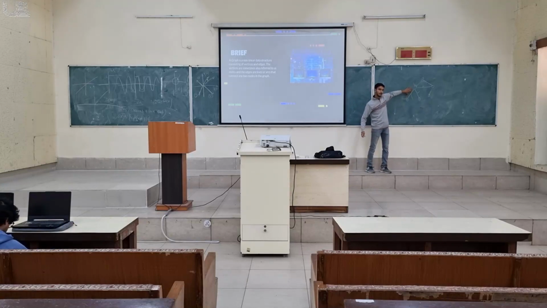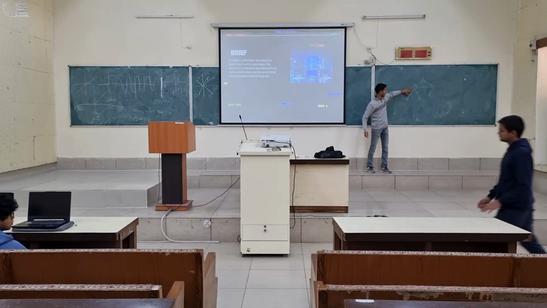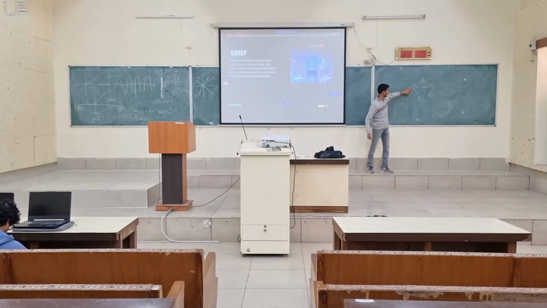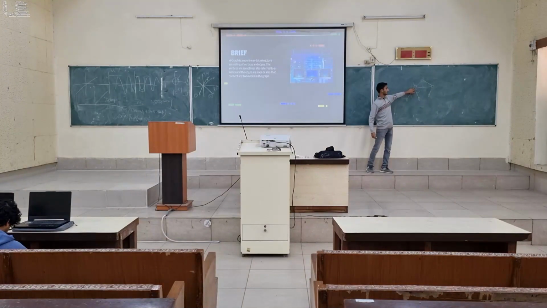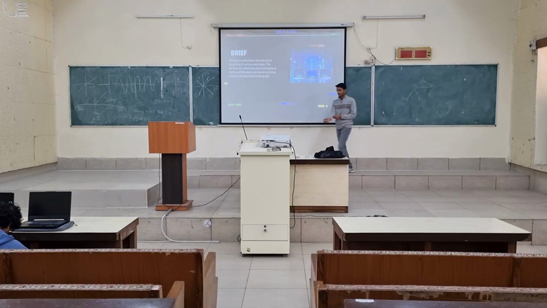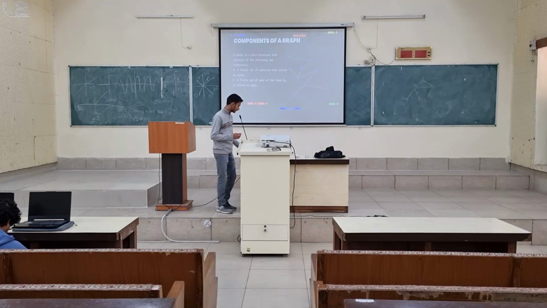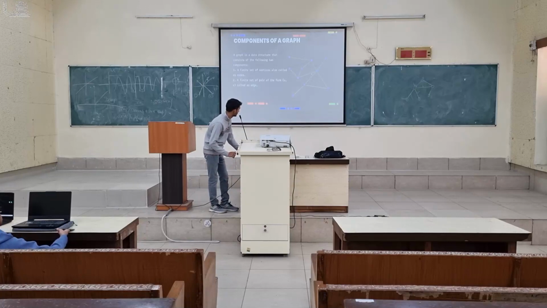It can represent anything in real life. It can represent a telephone line, a road, or a flight path, anything. And these nodes can represent real life structures as well, like telephones or cities or anything you like. So this is how we represent the graph. These are the components of a graph. These are all nodes, the blue dots, and the lines are the edges.